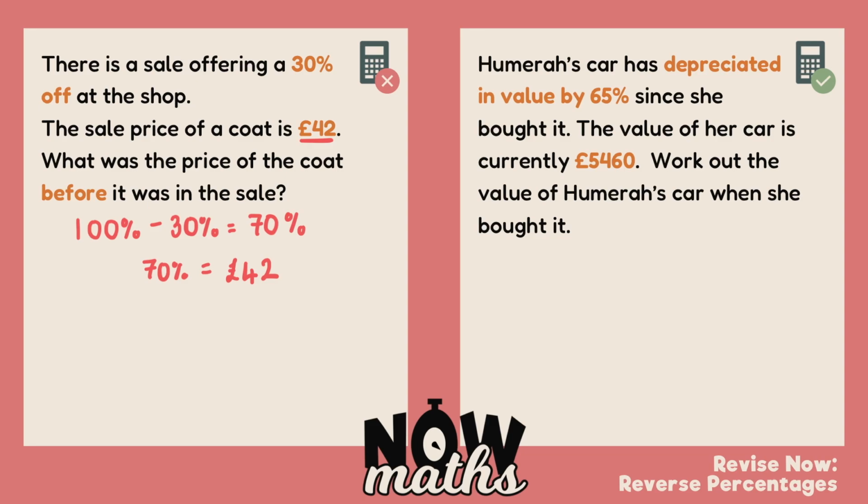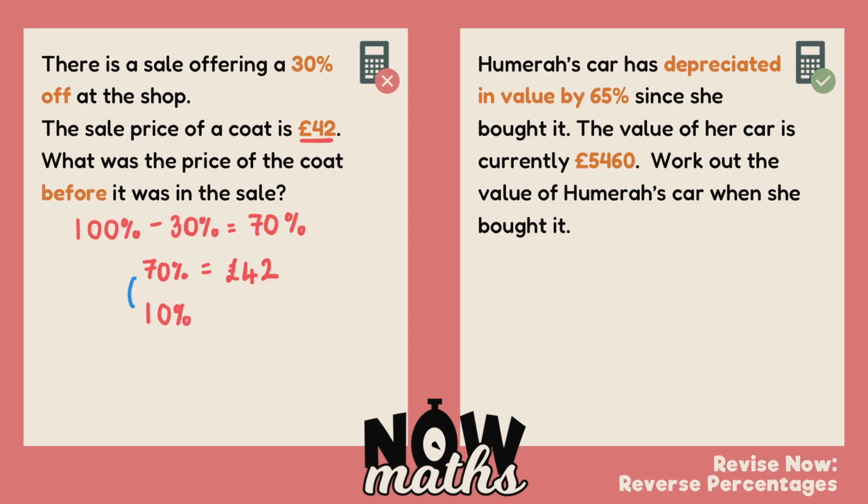Now we need to go back and work out 100% because that's the price before the coat was in the sale. So we need a number that goes into 70 and into 100. Well, 10 goes into 70 and 10 goes into 100. So let's try and find 10%.